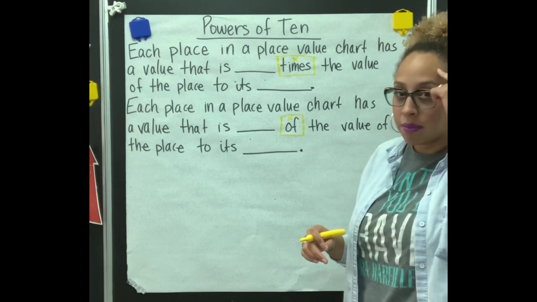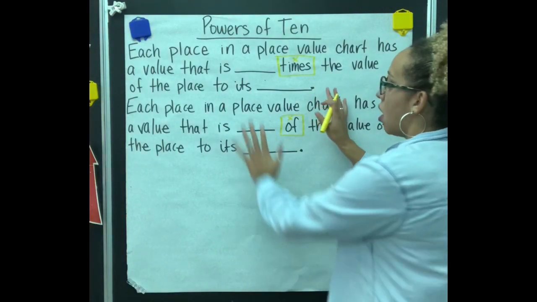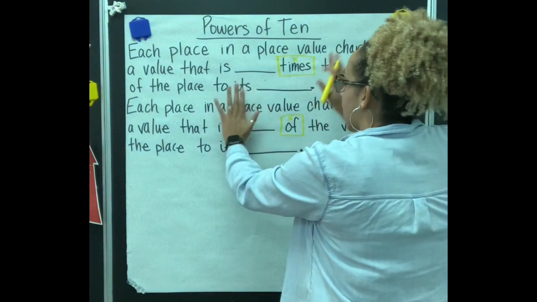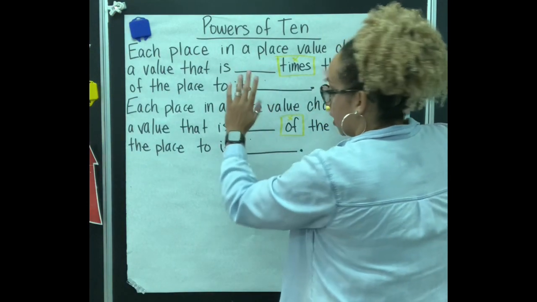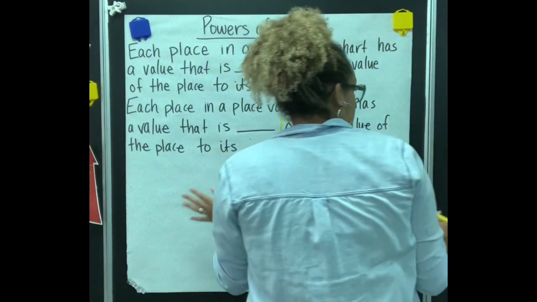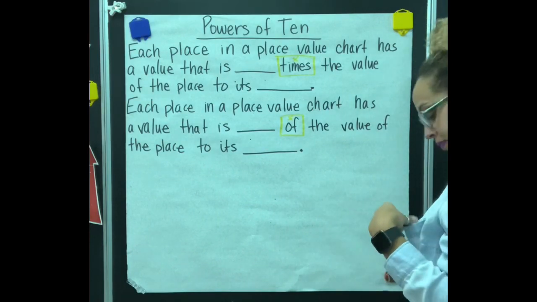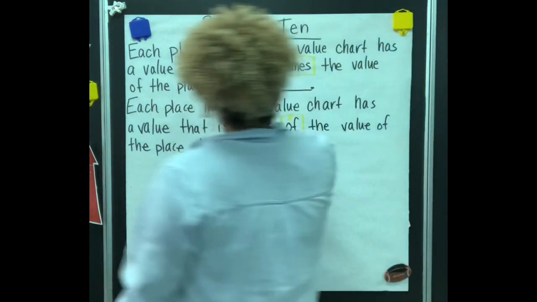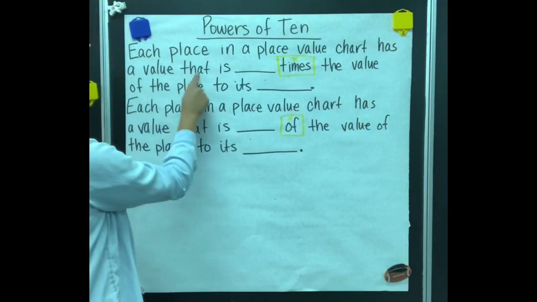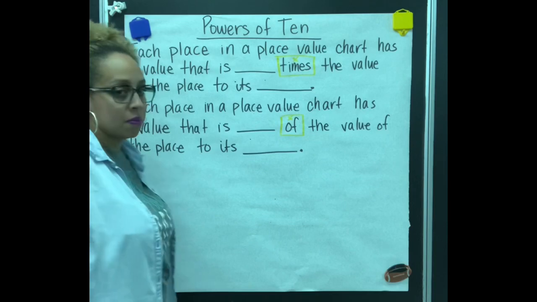Well, when we're talking about parts, are we going to talk about the small value first or the large value first? And which side are those on? If you guys don't know, this is your left and this is your right. Okay? Now we're going to read these and fill them in. This says, each place value in a place value chart has a value that is blank times the value of the place to its blank.